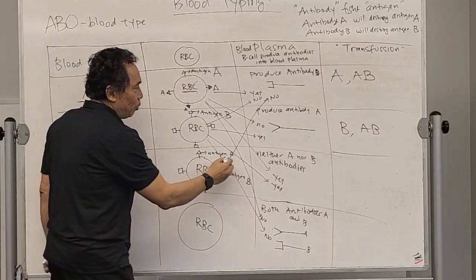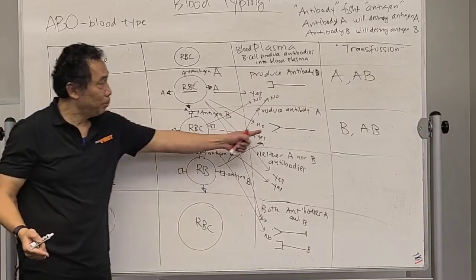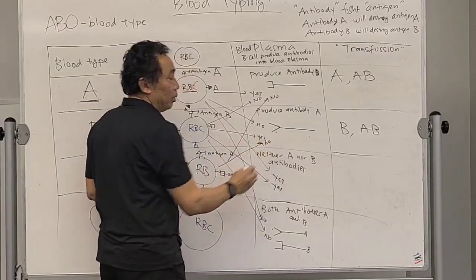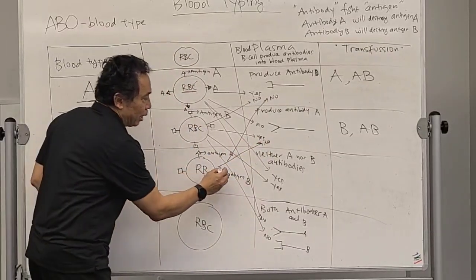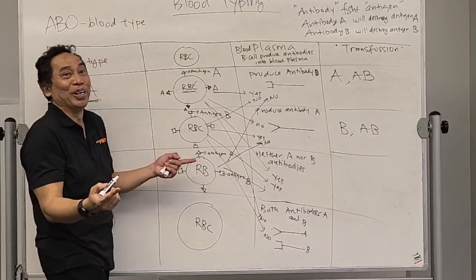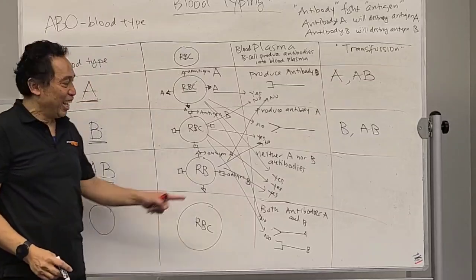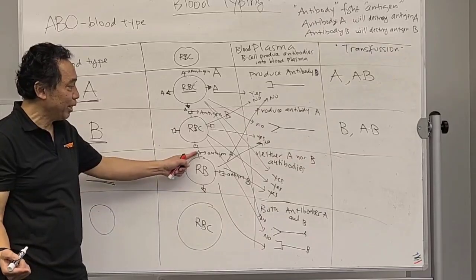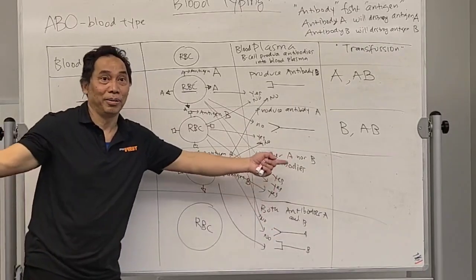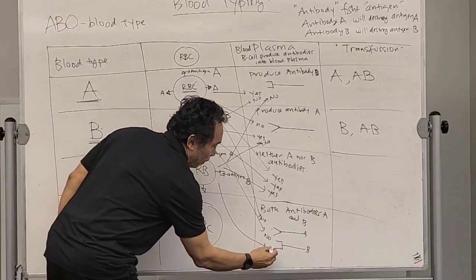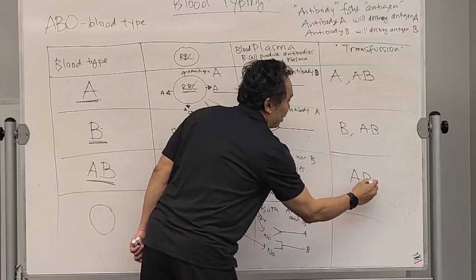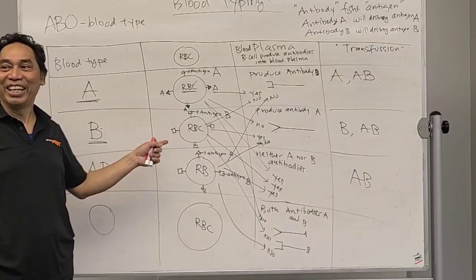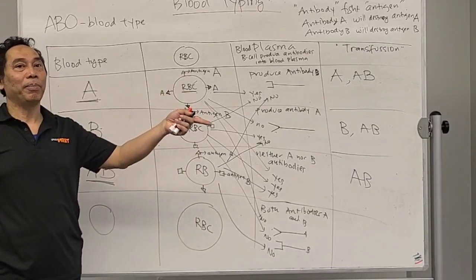If you are AB, can you give it to B? No, because B has antibody A and AB also has antigen A over here. No, you cannot give it. Can you give it to AB? Of course, yes. That's the only one. If you are AB, can you give it to O? Really, really no, because they have both antibodies over there. Gone, die. So no. Okay, so AB can only give to AB. Stingy. Oh, I don't want to say stingy, but in relation to the donor, AB can only give to AB.